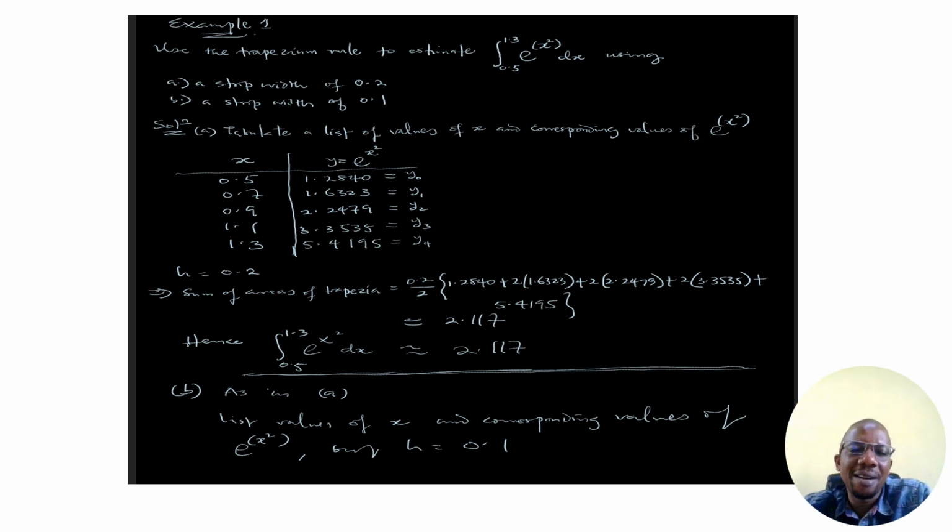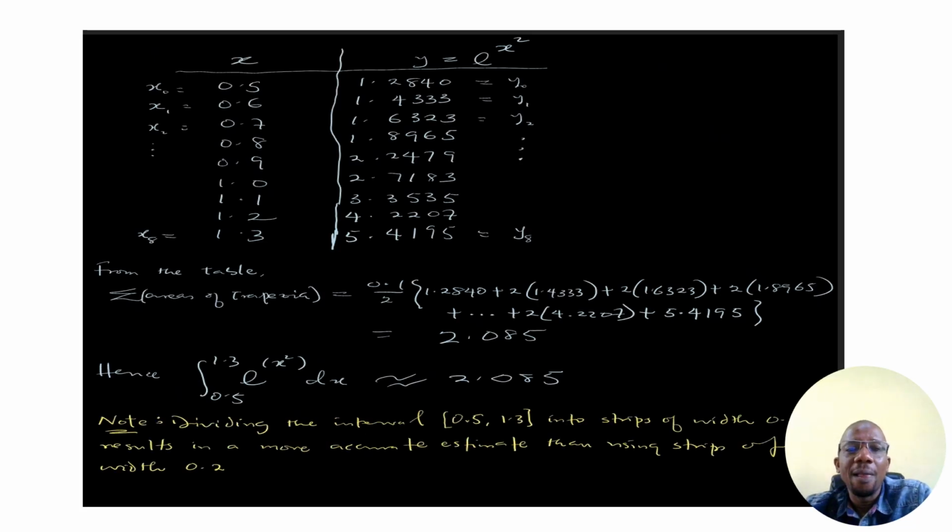Therefore, the integral value of e to the power of x squared dx from 0.5 to 1.3 is approximately 2.117. For part B, the other part of the example, as in A, you list the values of x and the corresponding values of e to the power of x squared, but now using h to be 0.1.